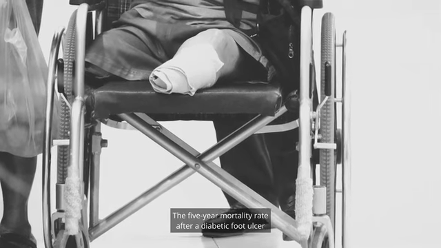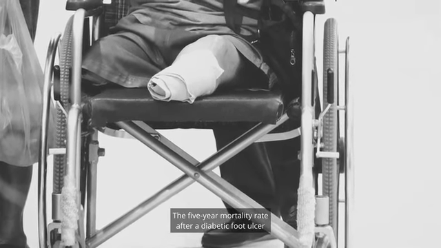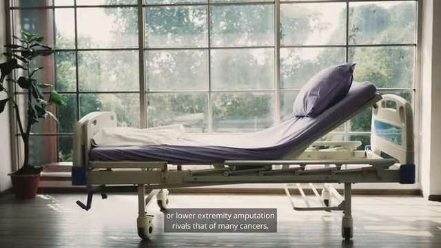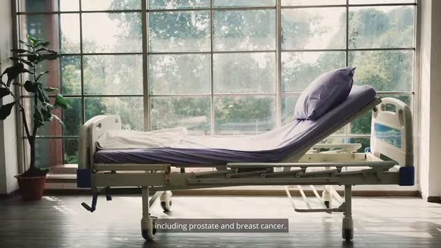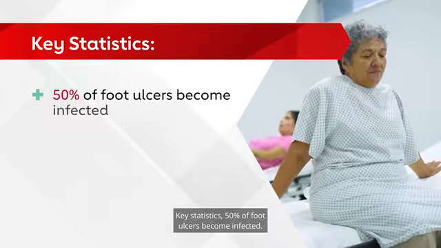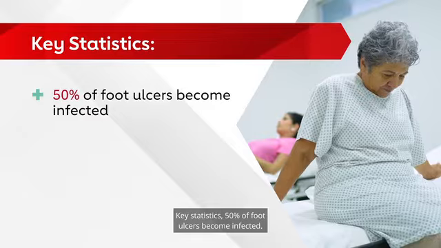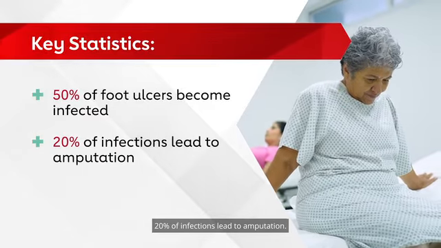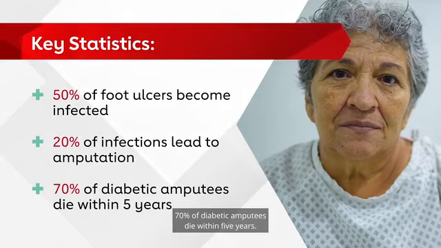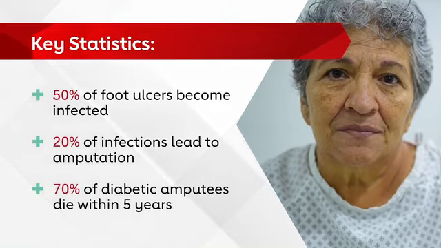The 5-year mortality rate after a diabetic foot ulcer or lower extremity amputation rivals that of many cancers, including prostate and breast cancer. Key statistics: 50% of foot ulcers become infected. 20% of infections lead to amputation. 70% of diabetic amputees die within 5 years.